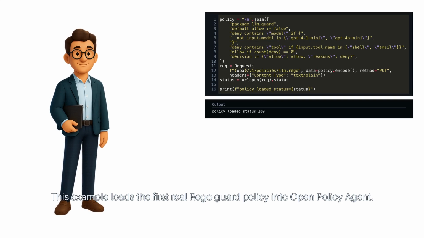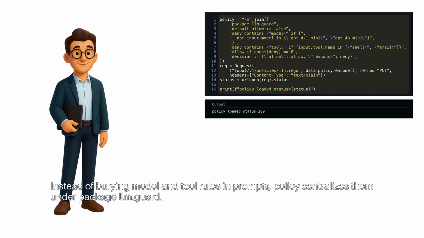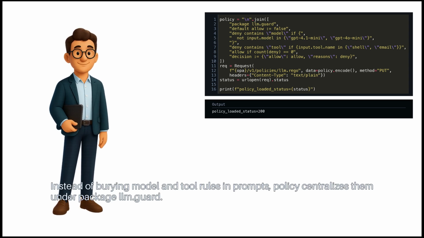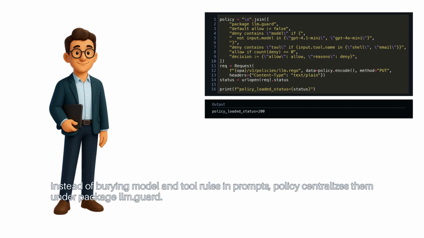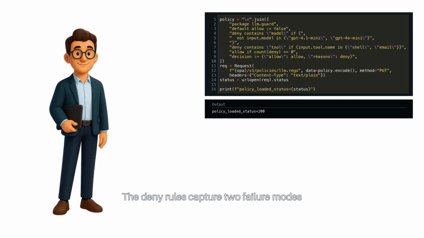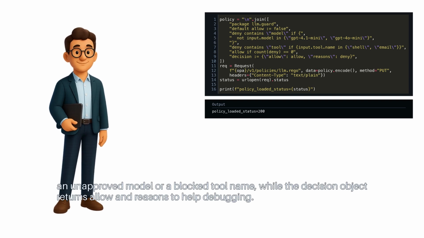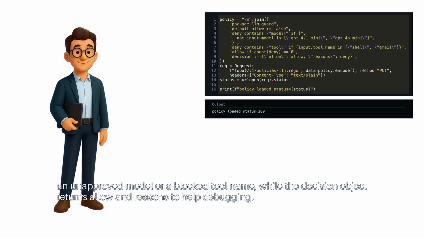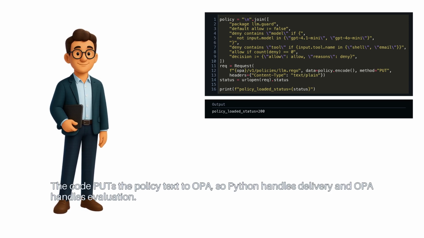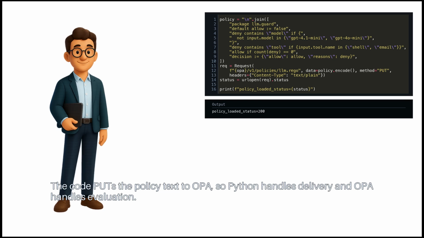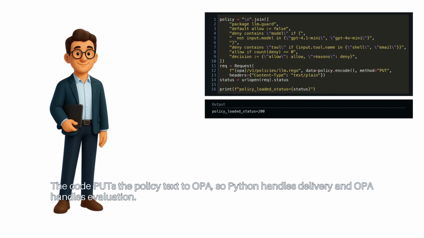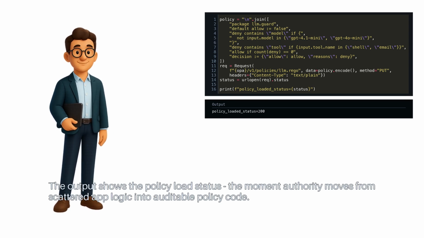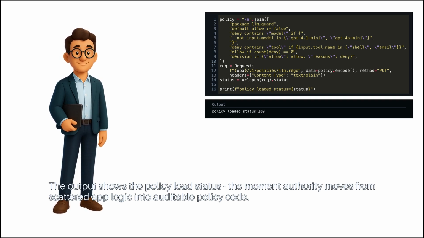This example loads the first real Rego guard policy into Open Policy Agent. Instead of burying model and tool rules in prompts, policy centralizes them under package LLM.guard. The deny rules capture two failure modes, an unapproved model or a blocked tool name, while the decision object returns allow and reasons to help debugging. The code sends the policy text to OPA, so Python handles delivery and OPA handles evaluation. The output shows the policy load status, the moment authority moves from scattered app logic into auditable policy code.